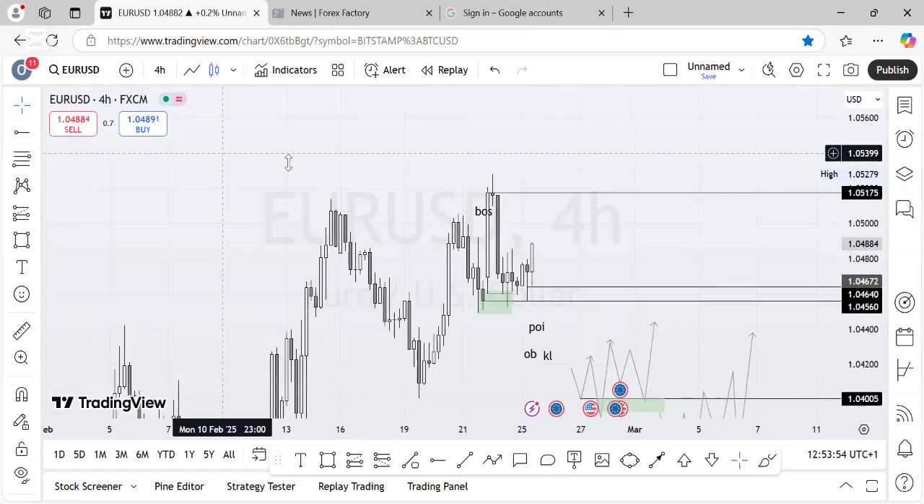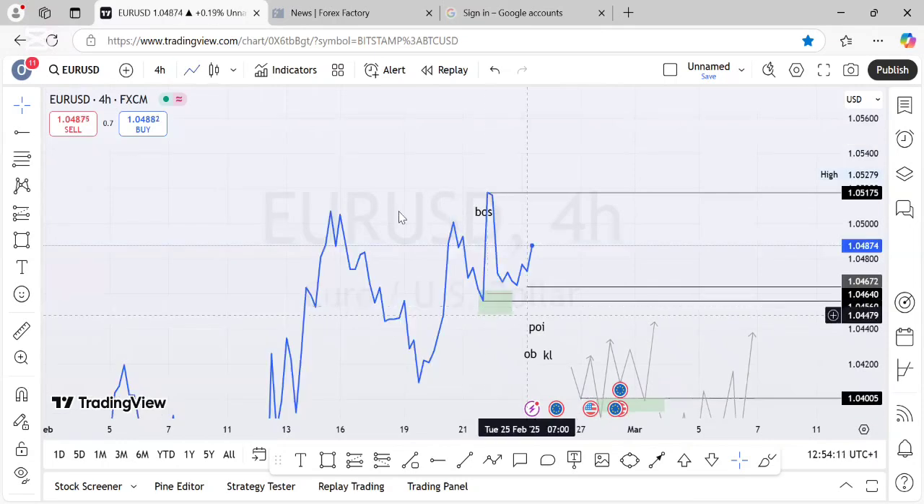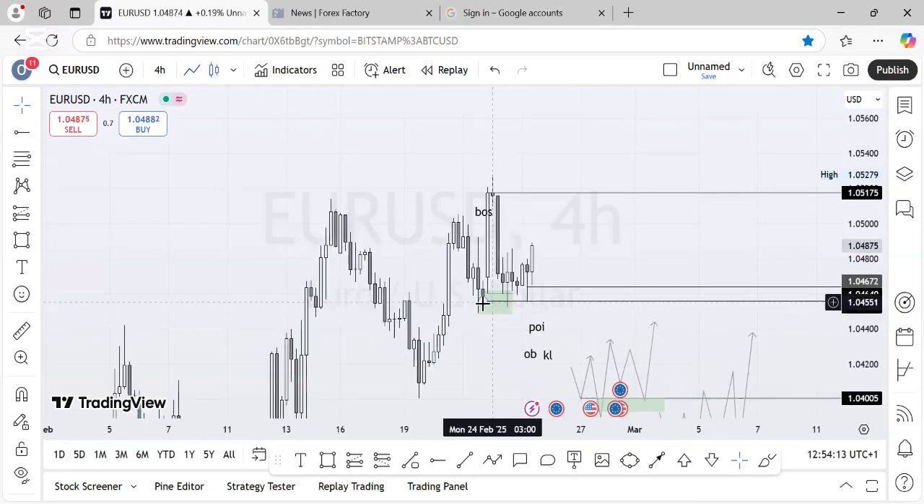Okay, now, yeah. So we have a V-shaped key level. You want to trade from where? You want to trade from the discount level. That is, you want to trade from the order block that was responsible for taking out liquidity and breaking structure. You don't want to trade from this range.